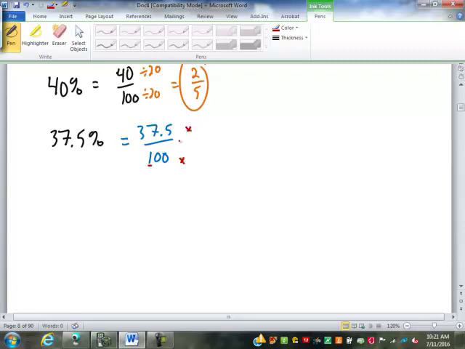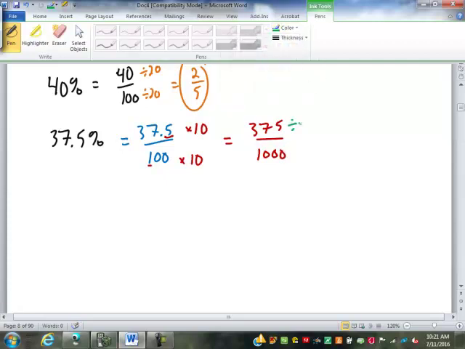Yeah, times by 10 or 100 or 1,000 or whatever. What's it going to be here? 10. How do we know we had to multiply by 10? Only one decimal place. If there were 2 decimal places, we'd multiply by 100. 3 decimal places, we'd multiply by 1,000. The 37.5 times 10 is 375. 100 times 10 is 1,000.